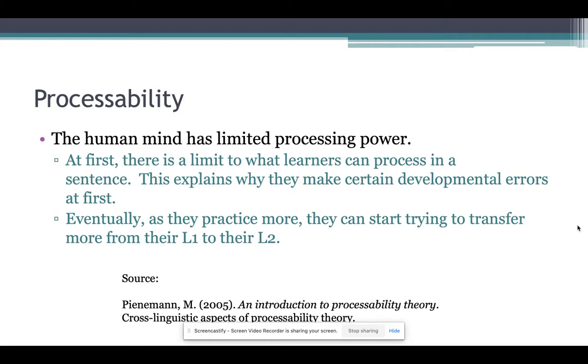Now, I want you to notice that this seems to contradict Selinker's original idea about interlanguages. Remember, the original idea of interlanguages is that they start off as the L1 and they gradually lose the features of the L1 as they gain the features of the L2. Pienemann's research shows that's not quite true. That first they go through this developmental stage where they just don't transfer anything, and then eventually they start transferring.